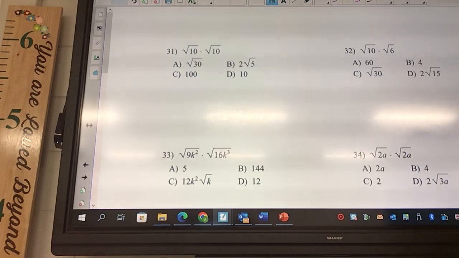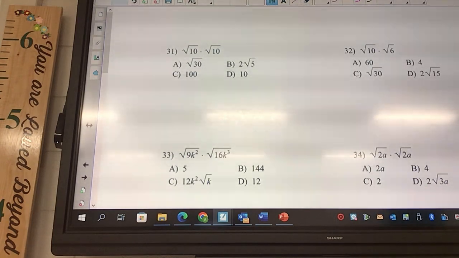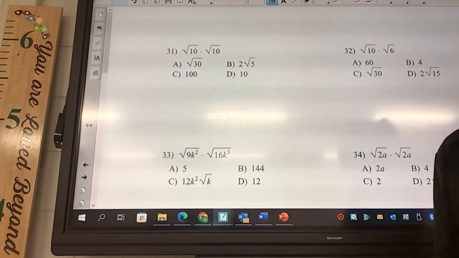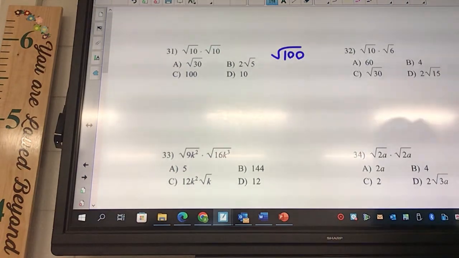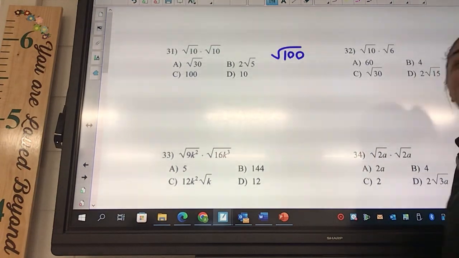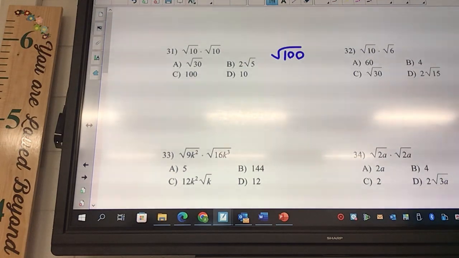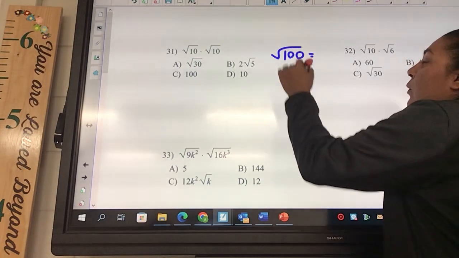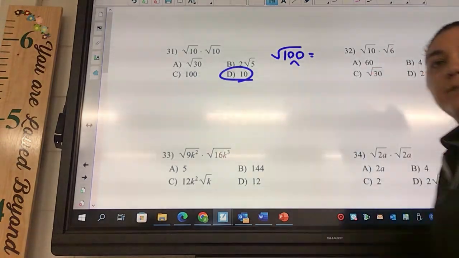Okay, 30. For multiplication, you multiply the insides, multiply the outsides. What is 10 times 10? 100. I know a bunch of you guys are going to circle 100. It's not 100. It's a square root of 100, which is what? 10. So when we do the tree, right, whatever, you're going to end up with 10.